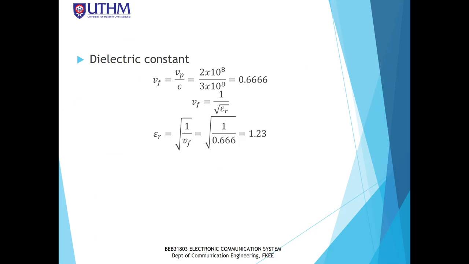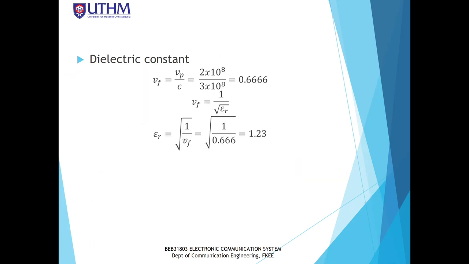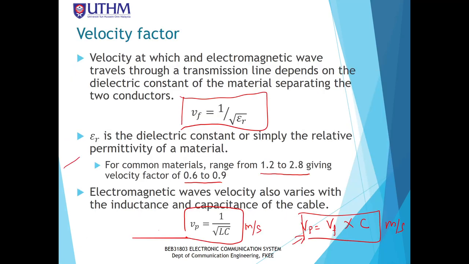Okay. And the last question asks about the dielectric constant, which is the epsilon r. So we want to find the epsilon r. In order to find the epsilon r, we need to find the VF, velocity factor. So remember the previous formula, VF is equal to 1 over square root of epsilon r. So epsilon r is equal to square root of 1 over VF. Terbalik eh. Kalau epsilon r bersamaan dengan square root of 1 dibagikan dengan VF.